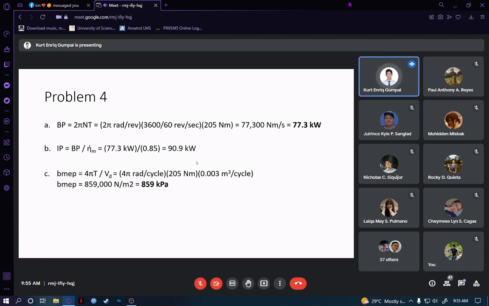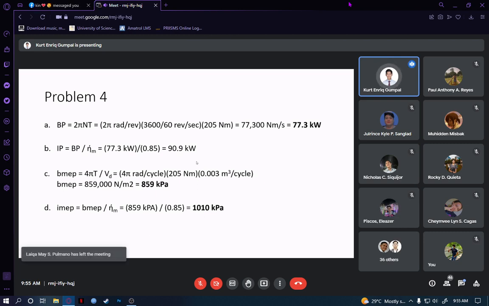Okay? Now, from your BMEP, you can get the IMEP. It's similar to how you got your IP and your BP. You have to use your mechanical efficiency. So to get the IMEP, it is BMEP divided by your efficiency, which is 0.85. So it's 859 kPa divided by 0.85.